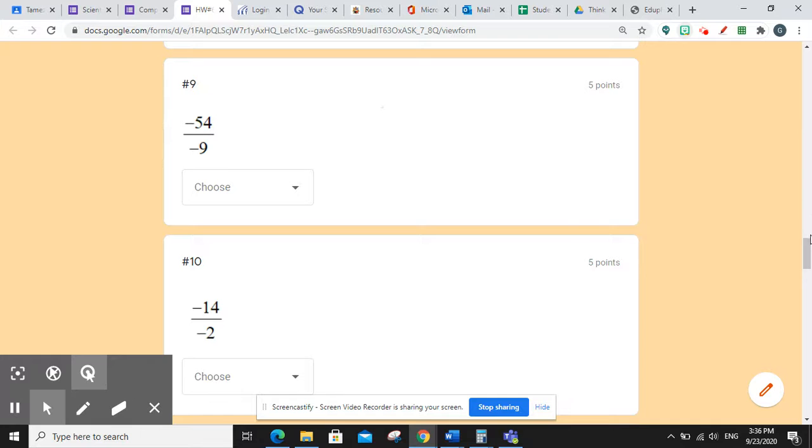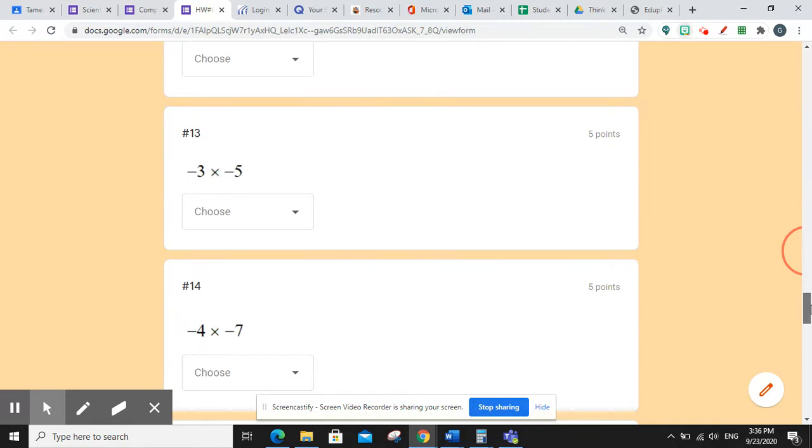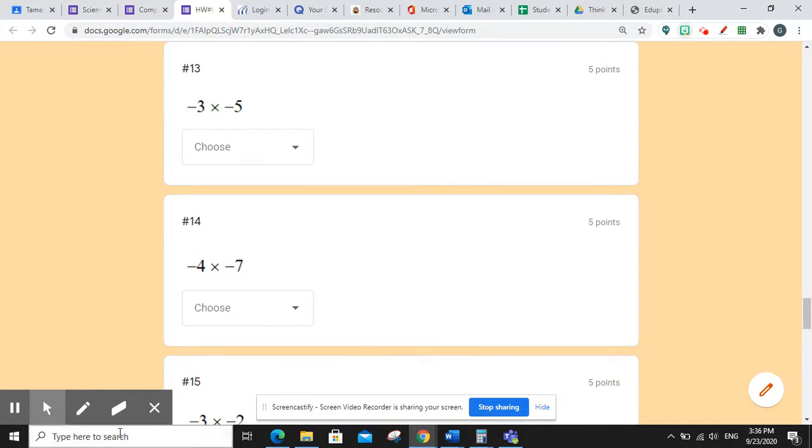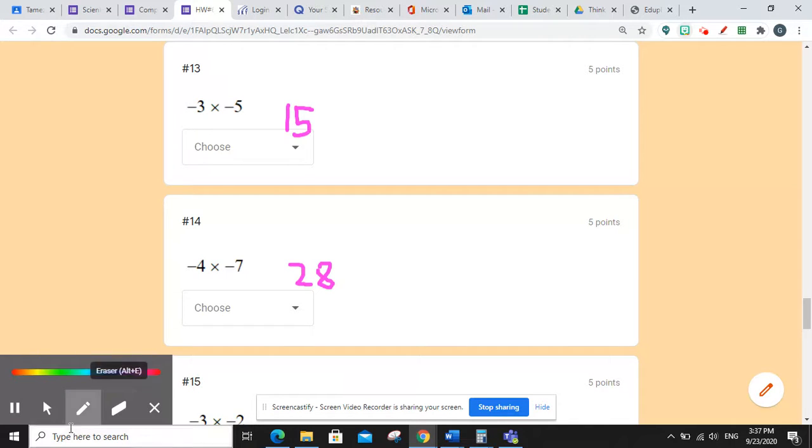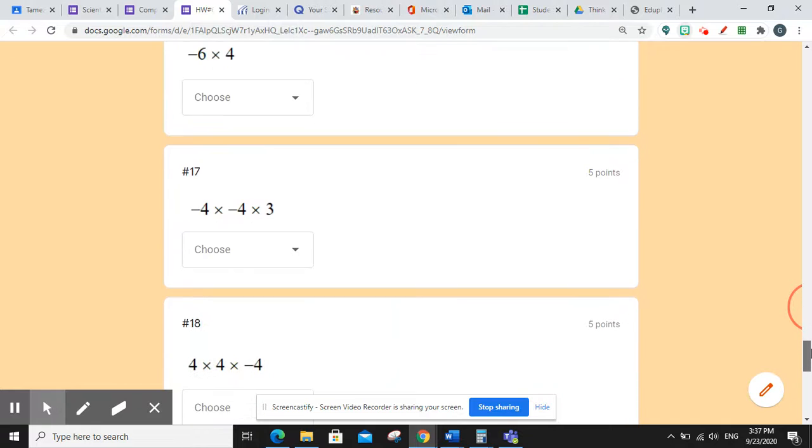Okay, let's go on to some multiplication ones. Negative times a negative, I'm going to get a positive. So what's 3 times 5? 15. And it's a positive number because it's a negative and a negative. Again, same thing, negative and negative, I'm going to get a positive. What's 4 times 7? 28. And it's going to be a positive.